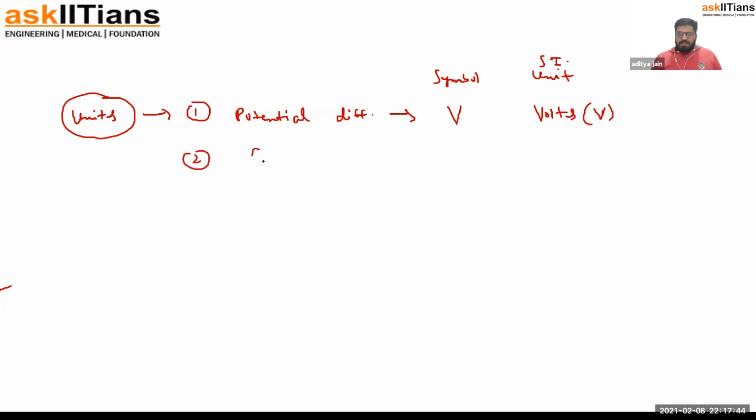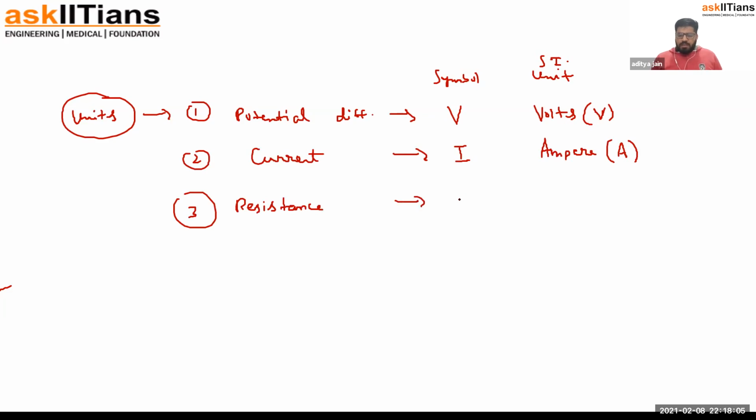The second quantity is current. Current has the symbol capital I, and its unit is known as ampere, represented by capital A. This is the SI unit of current. The third one is resistance. Resistance is represented by the symbol capital R, and its SI unit is ohm. The symbol for ohm is called omega. So whenever you want to represent resistance in terms of the SI unit, you represent it as ohm.